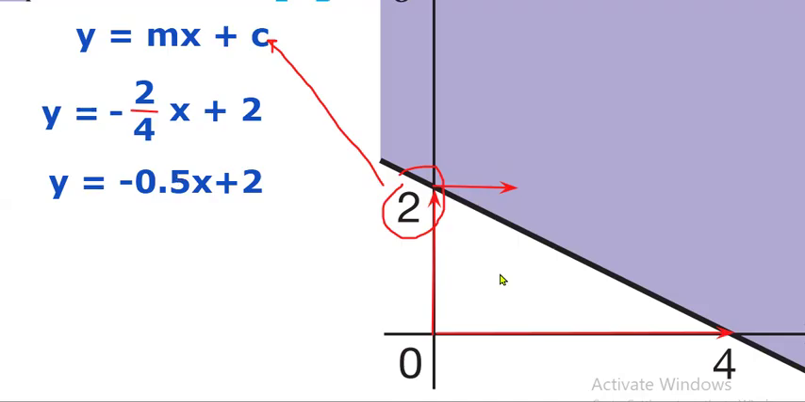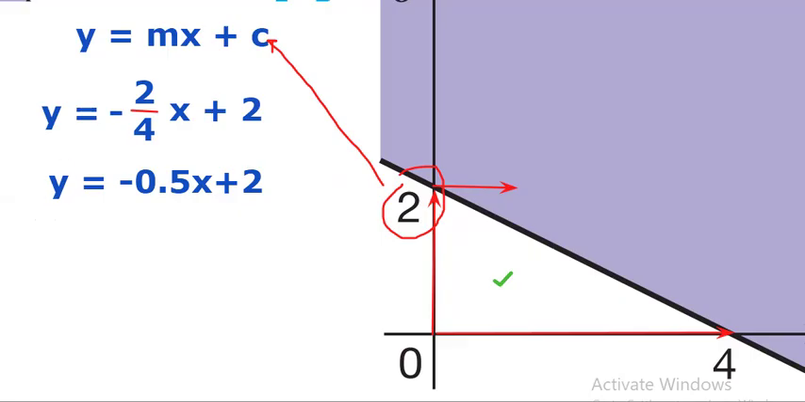Now, to describe this part, which is the unshaded region, we notice that this part is under the line. So to describe this part here, we say that this part is smaller than the line itself. This is the line, and this is the part that we are describing.